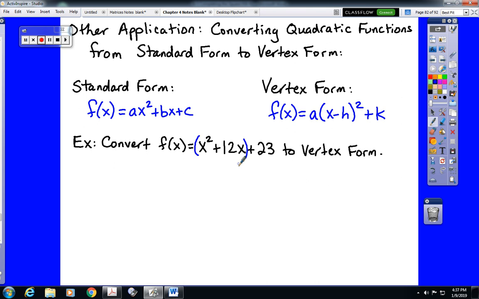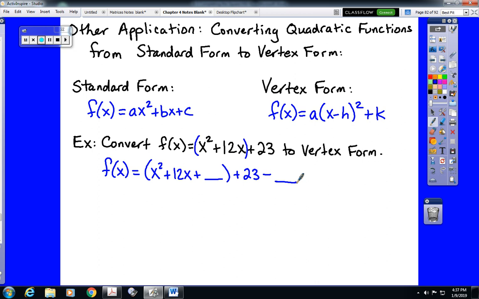What we do is we look at the first two terms, x squared plus 12x, and we ask ourselves, does the a value equal 1? There is no number in front of x squared, so the answer to that question is yes, which means that we are ready to insert our blanks. So we are going to insert a blank inside the parentheses after 12x, and we're going to insert a blank after 23.